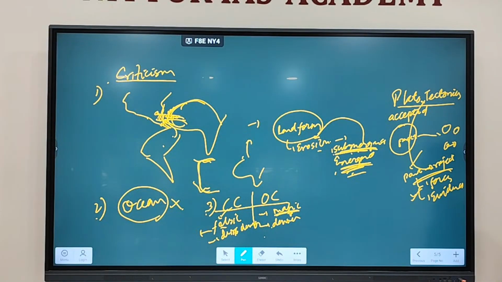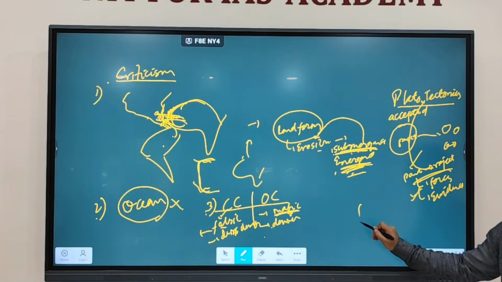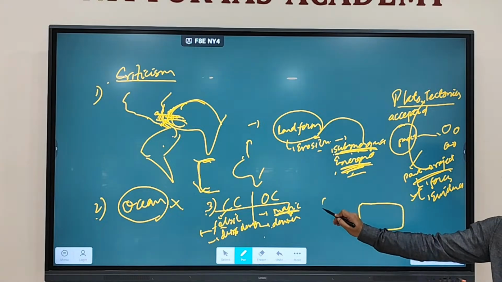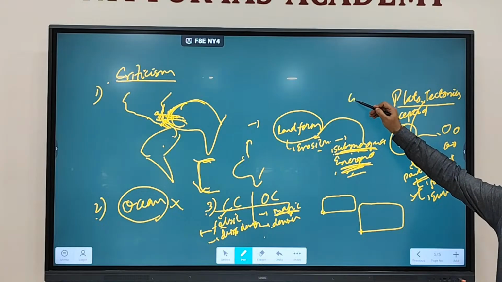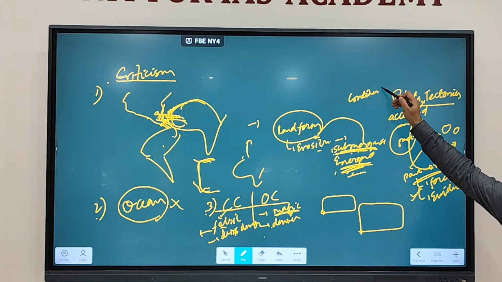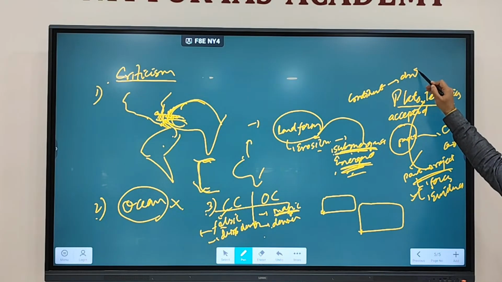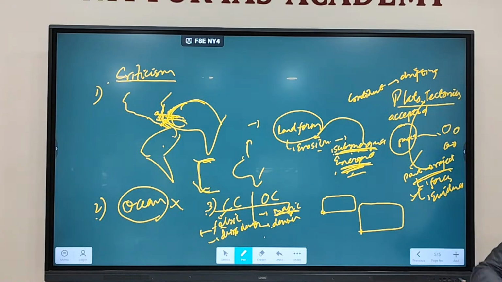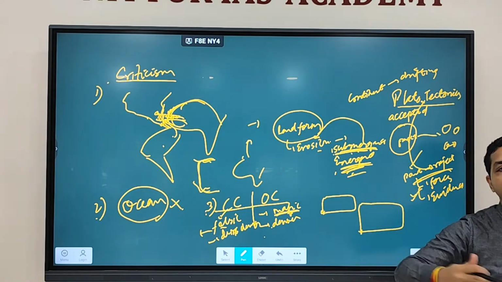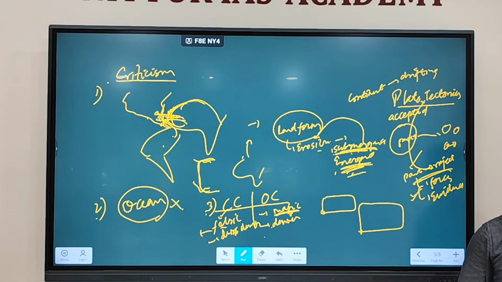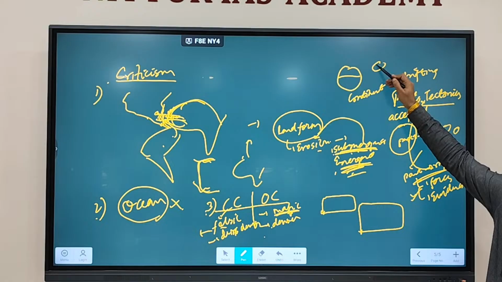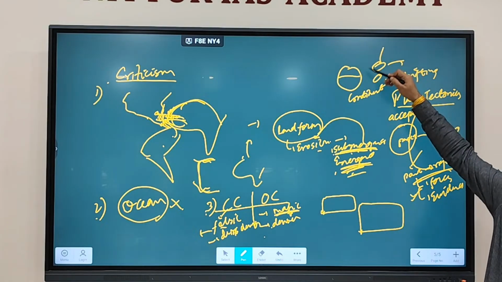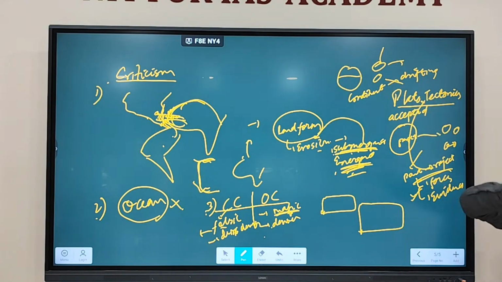Now suppose this is oceanic crust and this is continental crust. Now Wegener is saying that continents are drifting. Continents are drifting means what? They are moving from one location to another location. Clear? That is what drifting means. So because of breaking, first breaking had happened, then what will happen? Westward movement, northward movement. So they are drifting, they are moving.